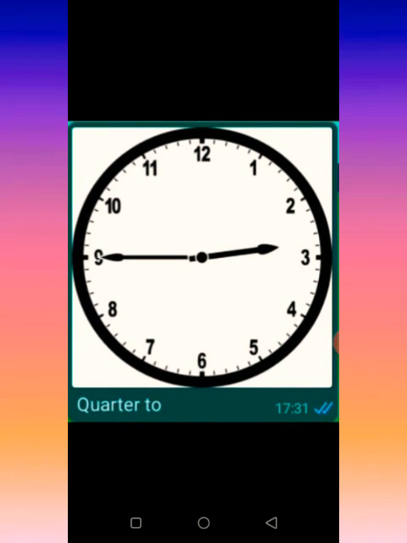Then this one, we have the long hand on 9. The short hand has not gotten to 3, but has passed 2. So the short hand is going to 3. But the long hand is on quarter. That's 9, between 9, 10, 11, 12, so that's 15 minutes. So that's quarter to what? Where is the short hand going to? 3. So quarter to 3.